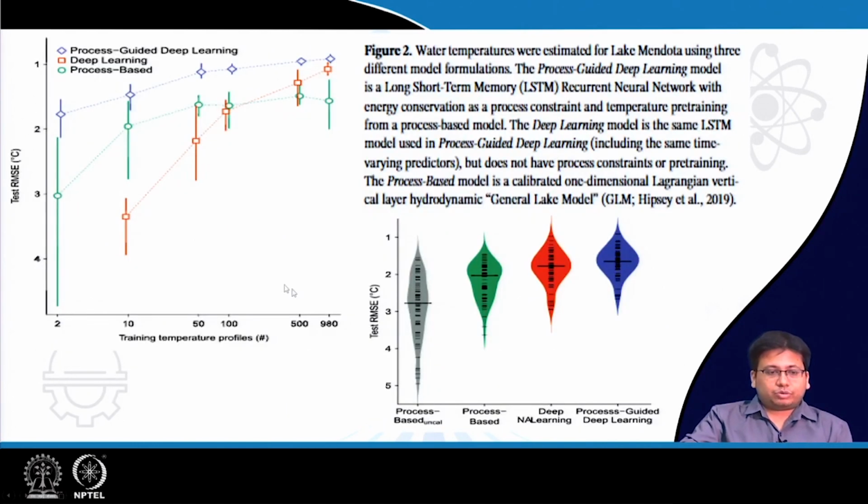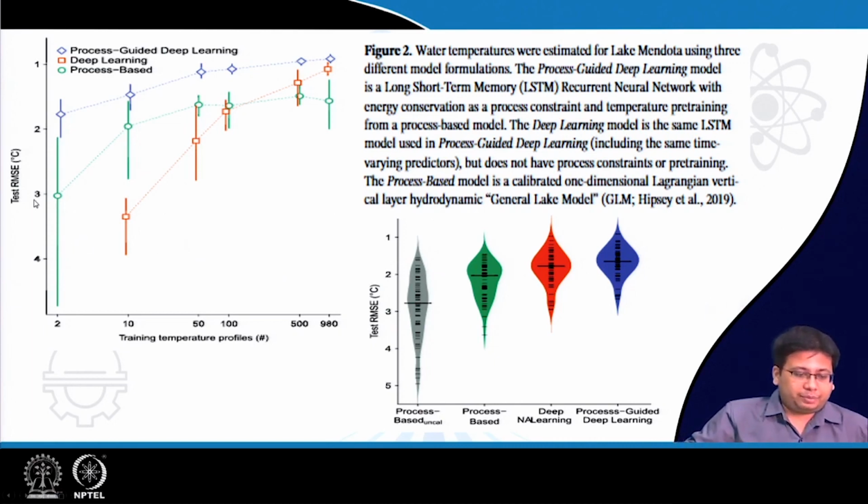Okay, and so then comes the validation part. The RMSE that has been obtained at different temperature profiles, that is to say at different depths of the lake, has to be studied. So, they have compared the process based models in green. The red is just the deep learning.